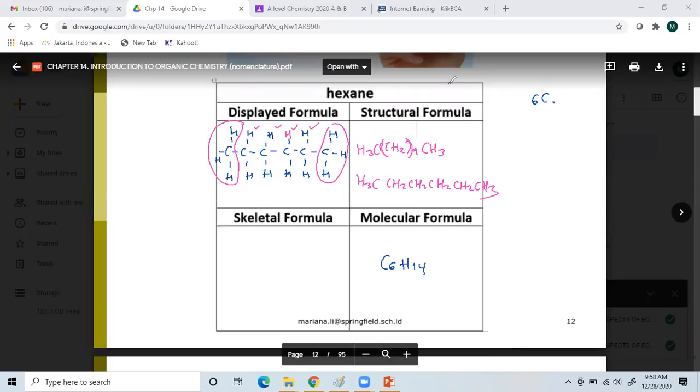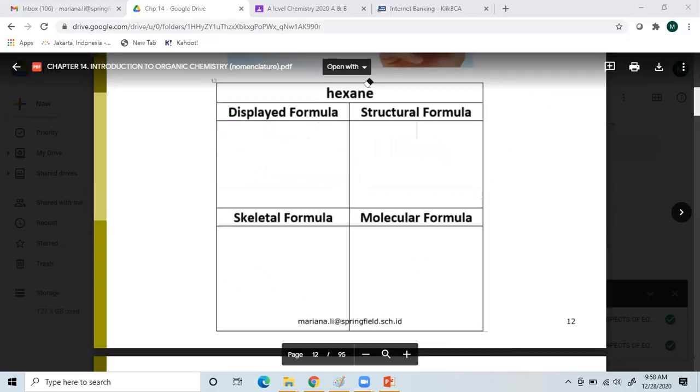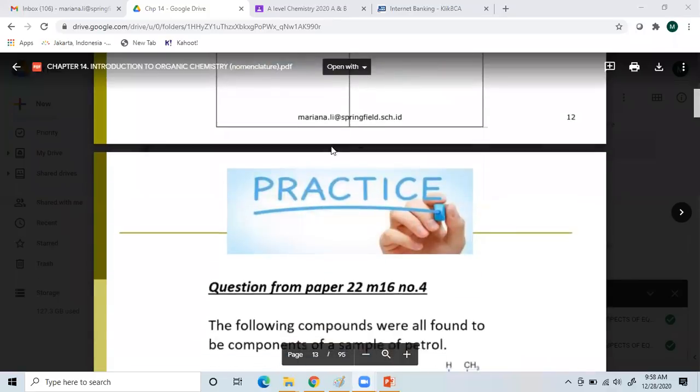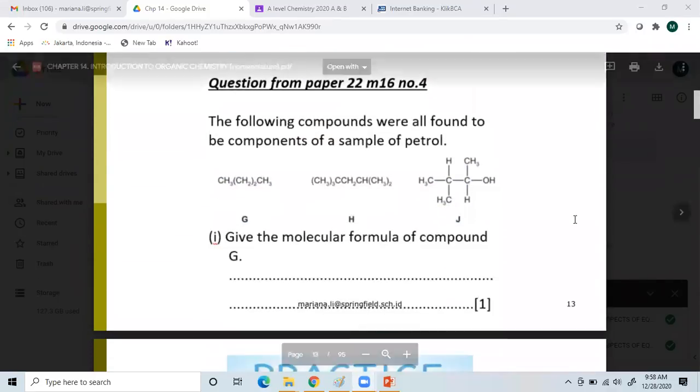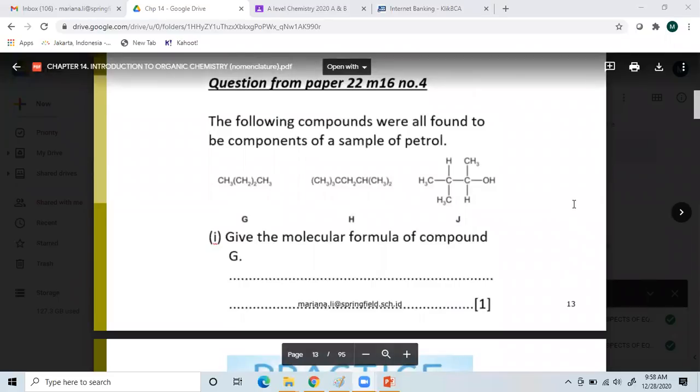Now we want to make the skeletal formula for this. Skeletal means you should omit all CH bonds. 1, 2, 3, 4, 5, 6. So this is the skeletal formula for hexane. Okay, understand? Now I have this practice question. Please try again.